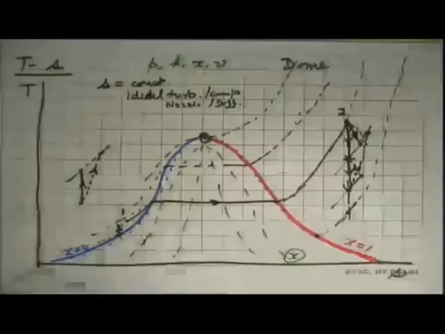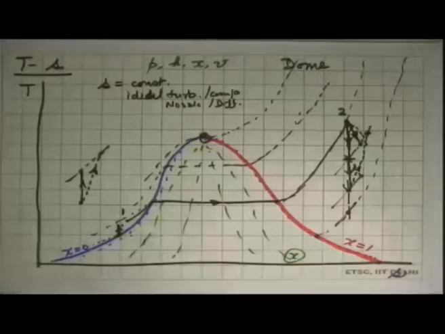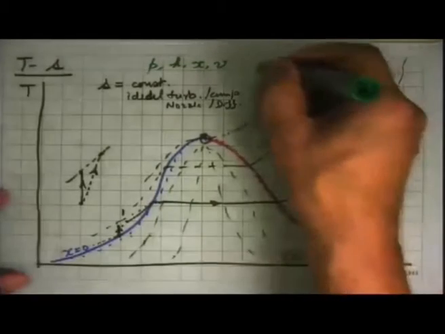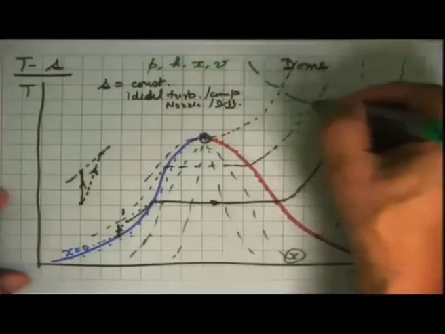Okay, so that is the lines of constant pressure that we looked at. Now we want lines of constant enthalpy, and what happens is that these lines go like that.